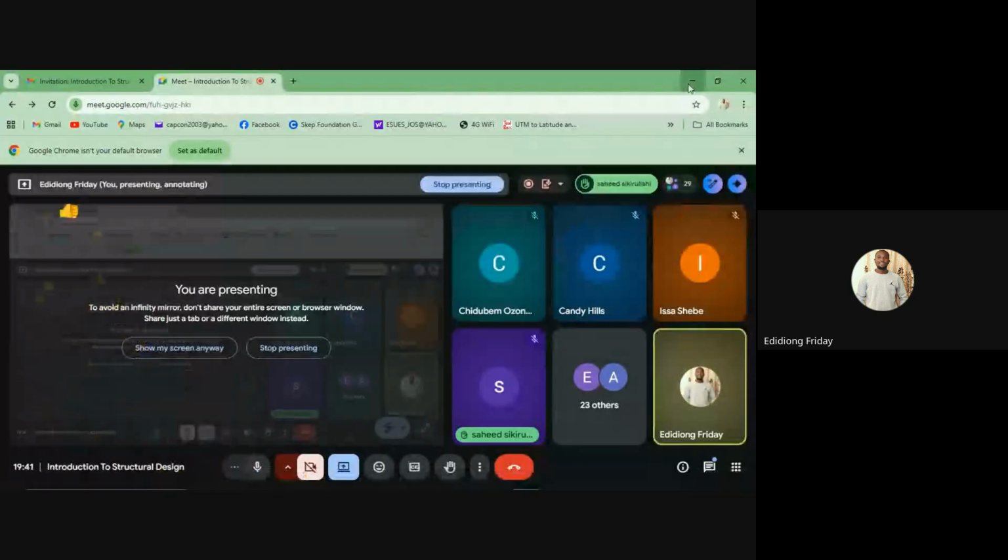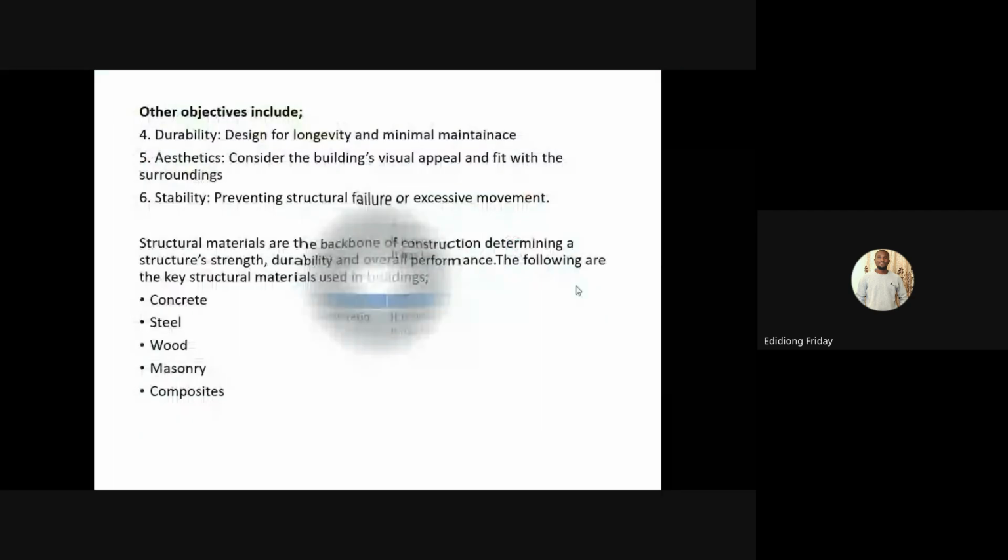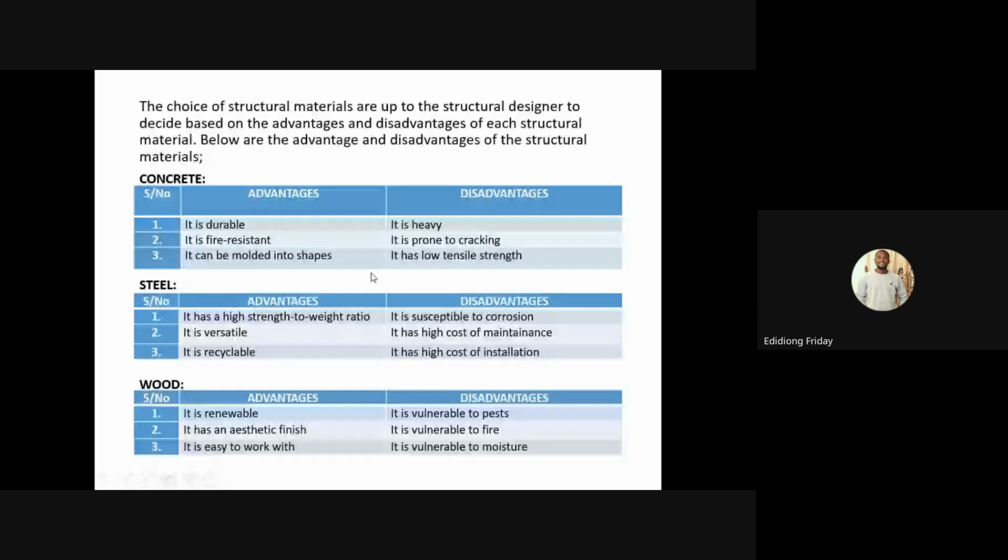Thank you very much. So now we are going to be discussing these structural materials, trying to look at the advantages and disadvantages. Because as you are doing a structural design, you have to choose your structural material. Are you going to use concrete? Are you going to use steel? Are you going to use wood? Or are you going to use masonry? We are going to look at the advantages and the disadvantages, more like the pros and the cons.